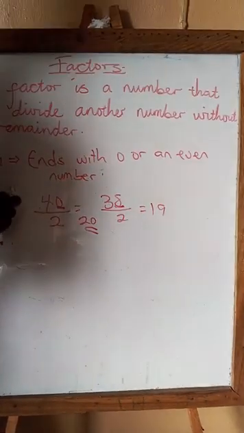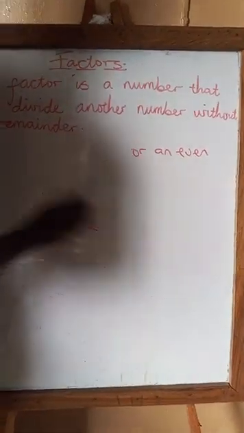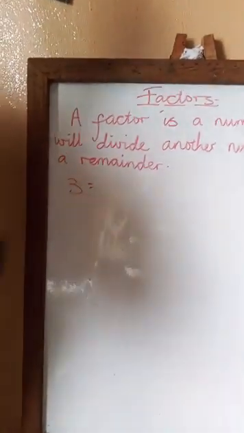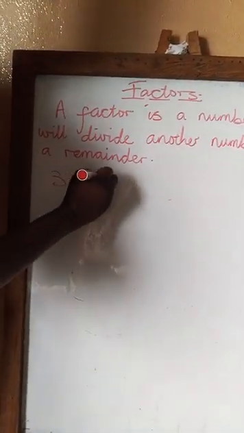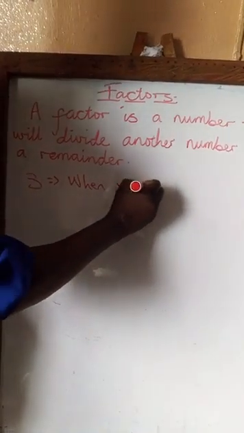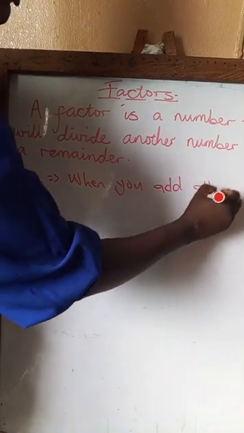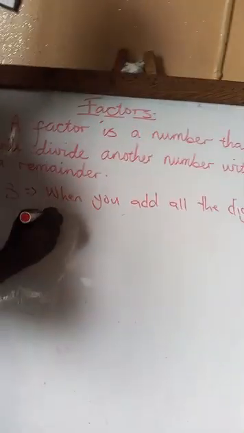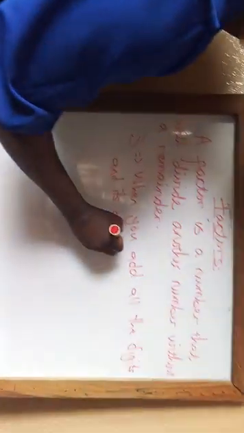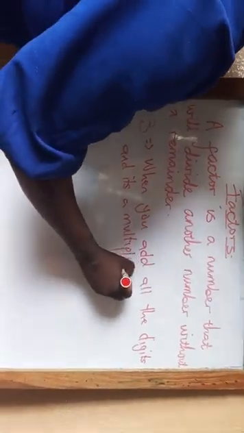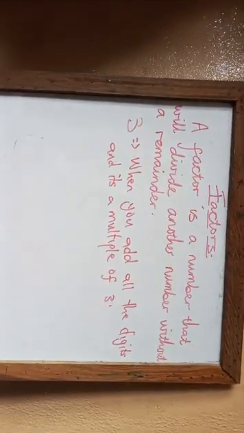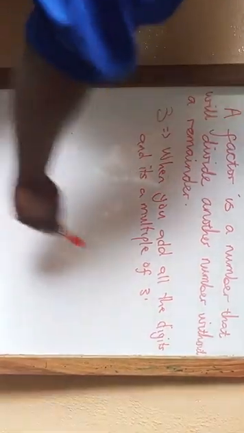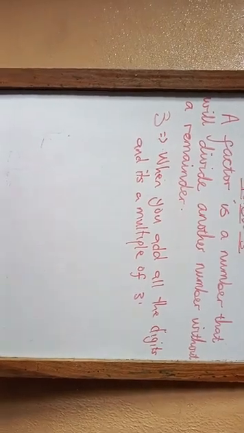Now let's check for 3. 3 is a factor of any number that, when you add all the digits, is a multiple of 3.